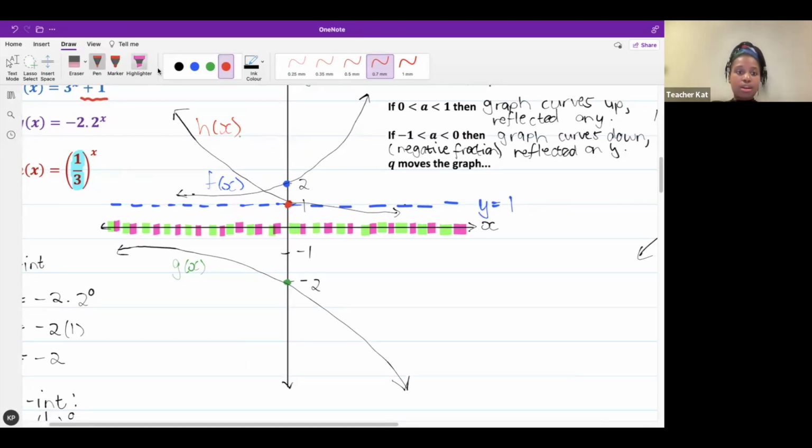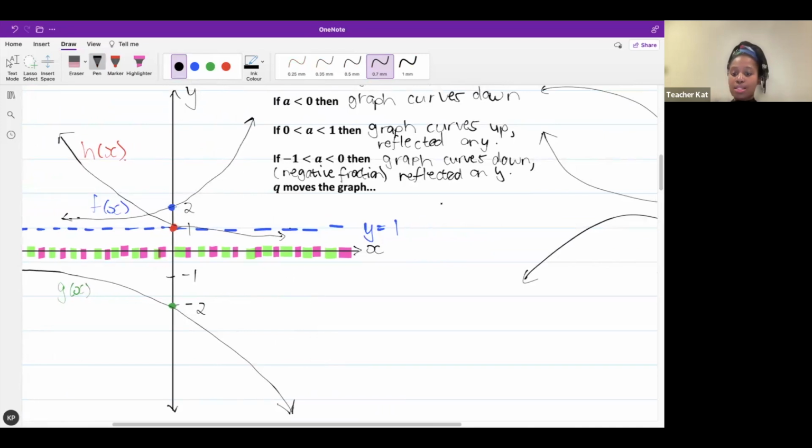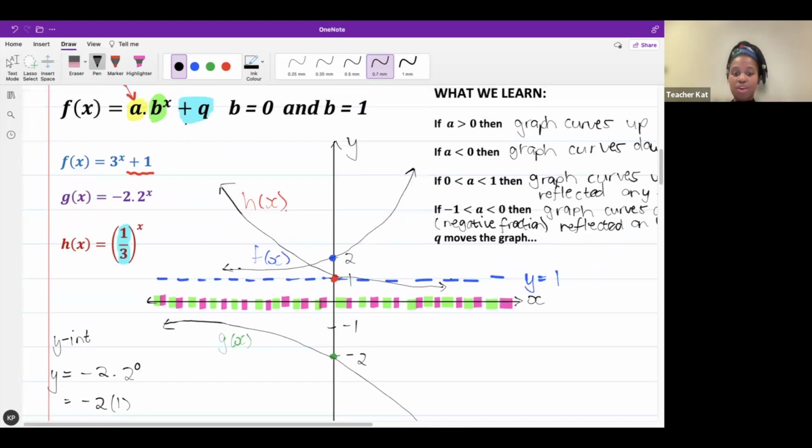Okay, guys, and then the last thing that we always know: Q moves the graph for what? Is it vertically or horizontally? For all the graphs that we've ever drawn, if there's a Q value, does it move it up and down or left and right? It's vertically. So Q moves the graph vertically.